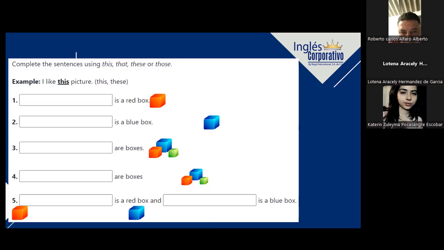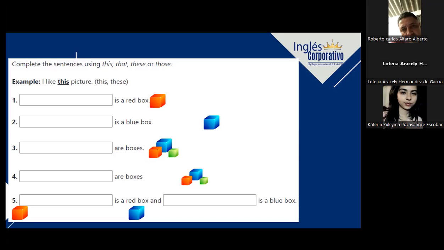And what about the others? What about this and these? We use that and those when things are far from us, when they are not close. And when do we use this and these? When the things are close to us. Yes, when things are close to you. Great job. That was the way of using the demonstrative adjectives. So what I want you to do is to complete the sentences using this, that, these, and those. You will see the picture, and you have to select if the object is close or far.